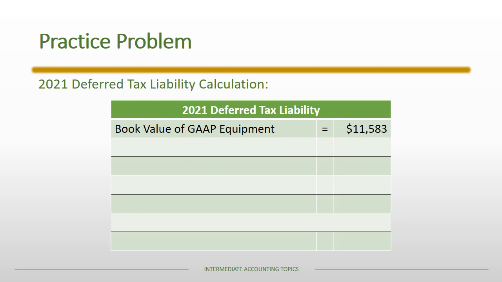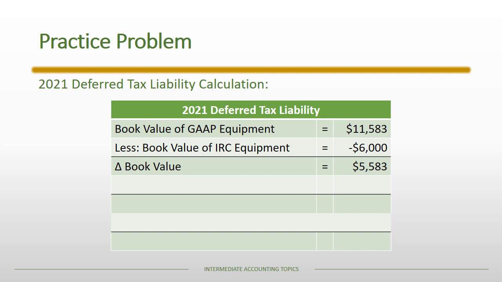We apply the tax rate, and we get our income taxes payable for 2021. So our 2021 deferred tax liability, continuing on through the process: the previous book value of the equipment under US GAAP was $18,583, which means at the end of 2021 the book value is $11,583. The same piece of equipment has a $6,000 book value under the Internal Revenue Code, which means there's still a difference in the book value of $5,583. It's a positive difference, meaning that the GAAP equipment has a higher book value than the Internal Revenue Code equipment, and that $5,583 difference is a future taxable amount of income.